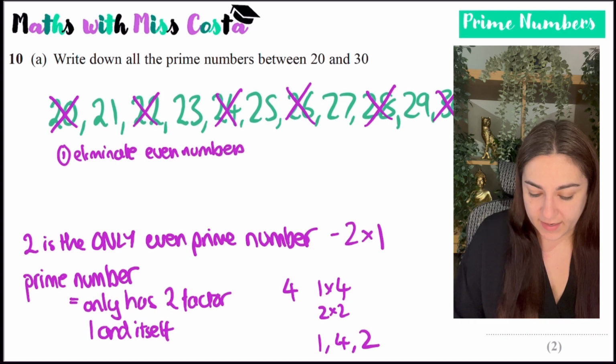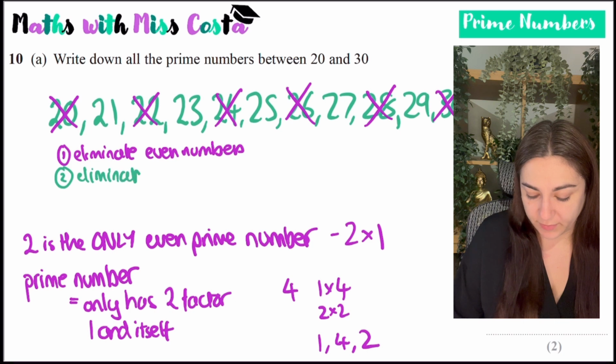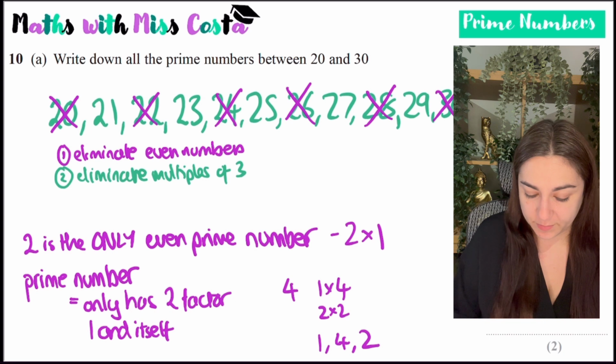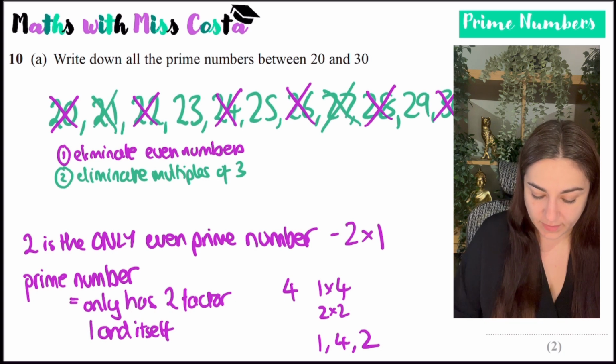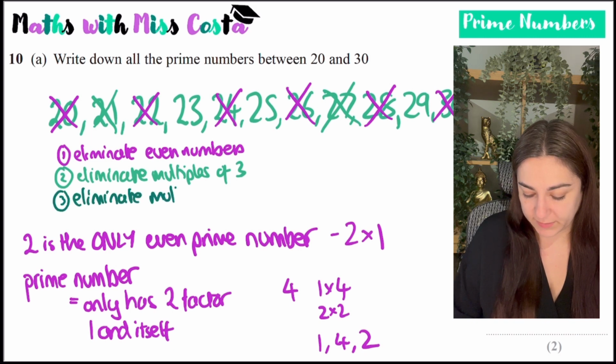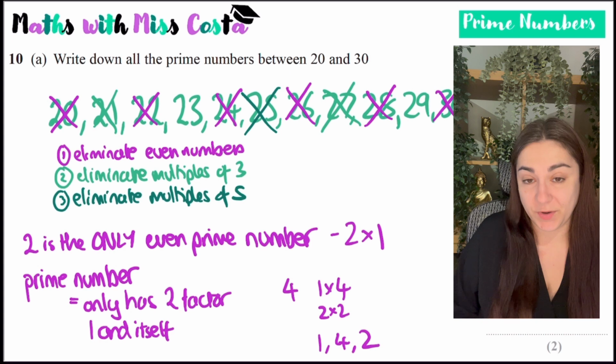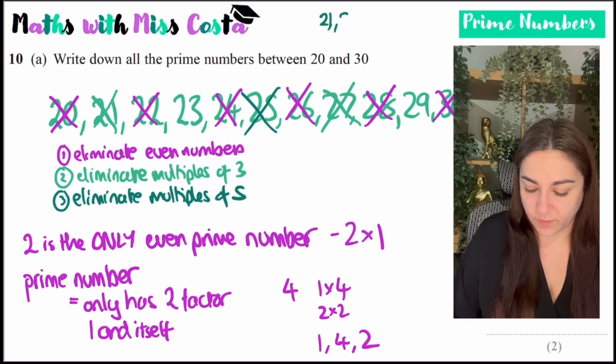Then we can try eliminating multiples of 3. So anything that is in the 3 times tables, so 21 is in the 3 times tables and 27. Then we can eliminate multiples of 5. So any number ending in 0 or 5 gets eliminated. Then we could try the multiples of 7, but I know that 7 would be 21, 28, 35, so it's not a multiple of 7.